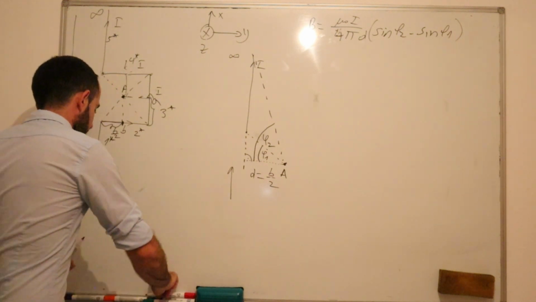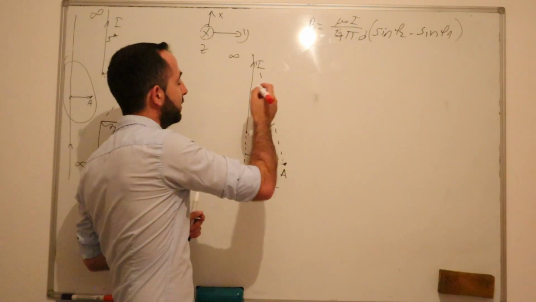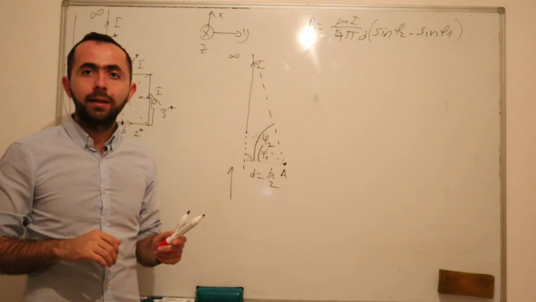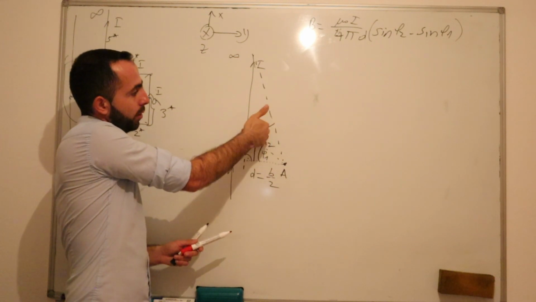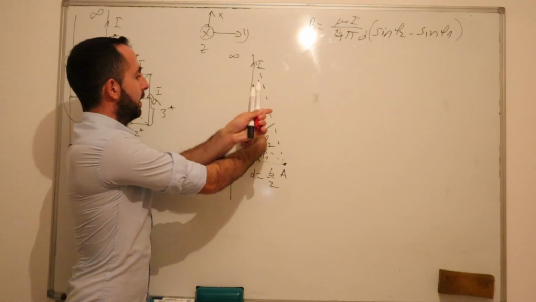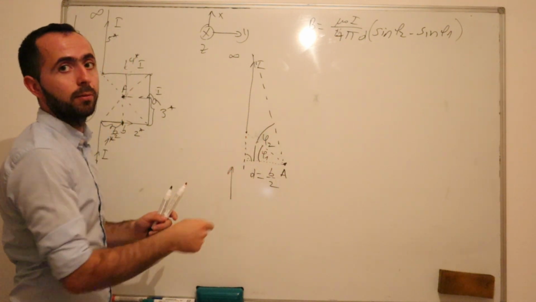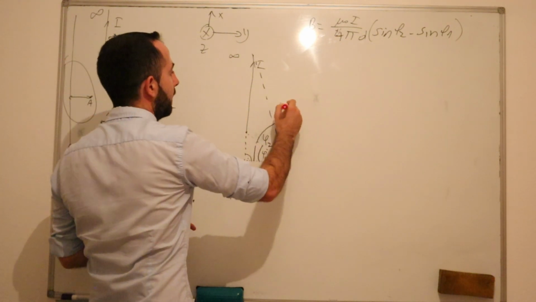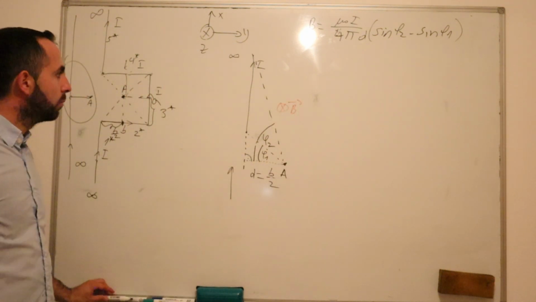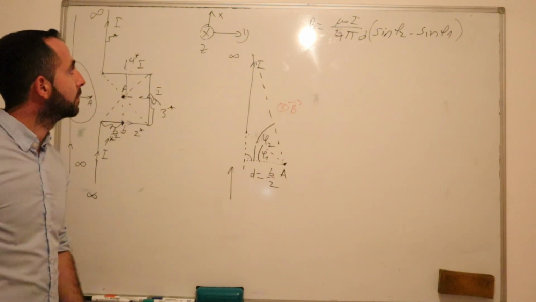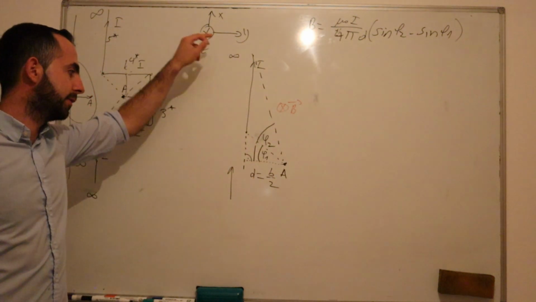We need to determine the direction of the magnetic flux density or magnetic field, with the same right hand rule. We can see that on this side the magnetic field goes into the table, on this side it goes from the table to you, so it has this direction. Which means it is in the positive direction of x.